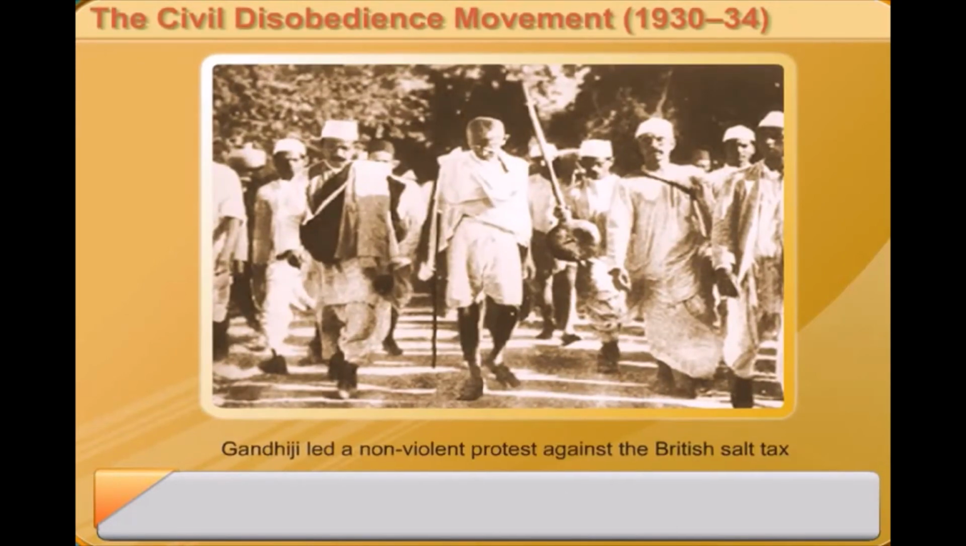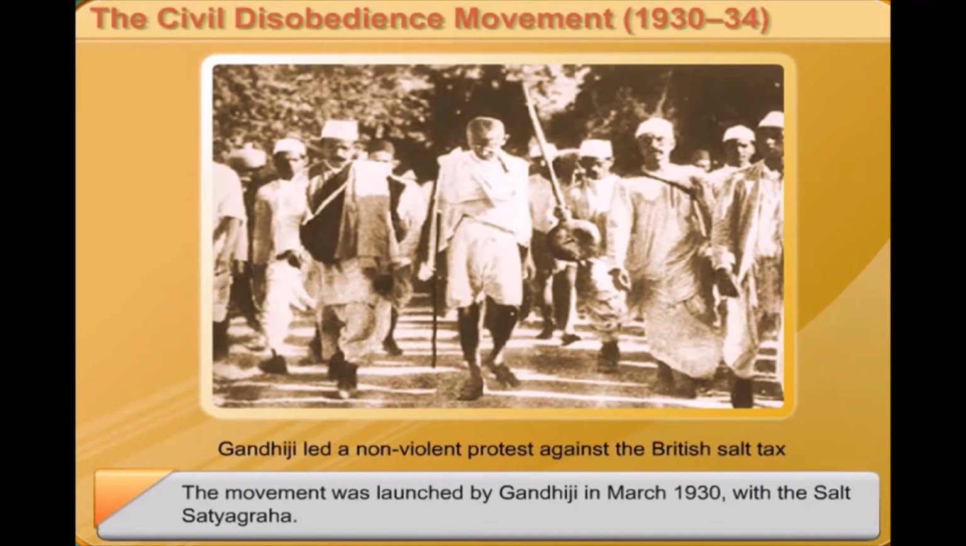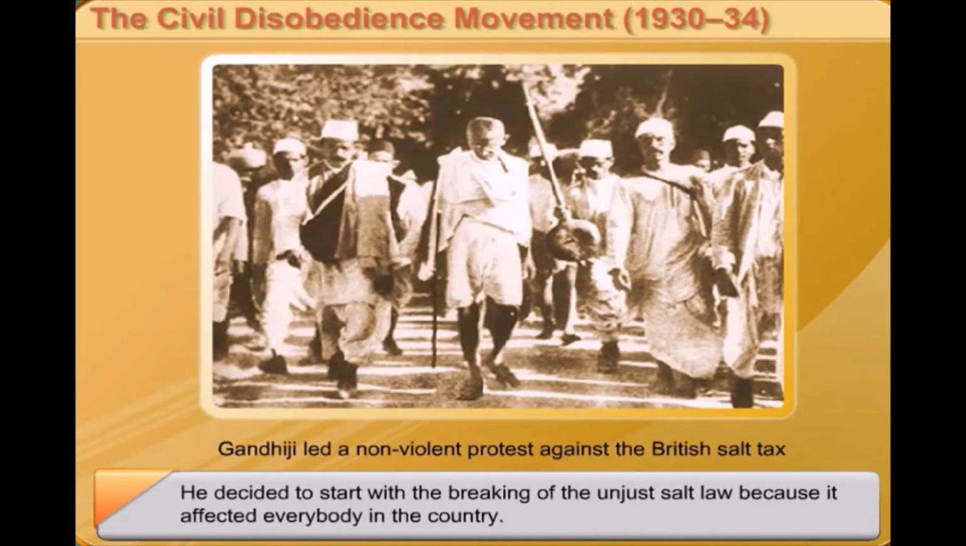The Civil Disobedience Movement, 1930-34. The Civil Disobedience Movement launched in 1930 was a form of non-cooperation. Its objective was to defy the government and pressurize it to give in to their demands. The movement was launched by Gandhiji in March 1930 with the Salt Satyagraha. He decided to start with the breaking of the unjust salt law because it affected everybody in the country. Indians had to pay salt tax and could not manufacture it as it was a government monopoly.